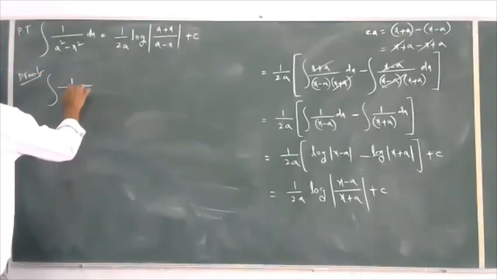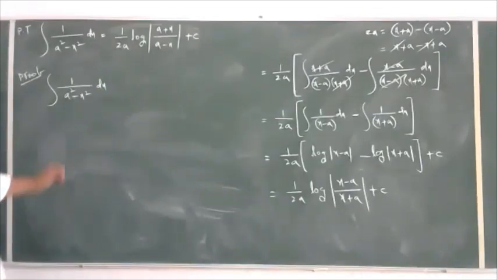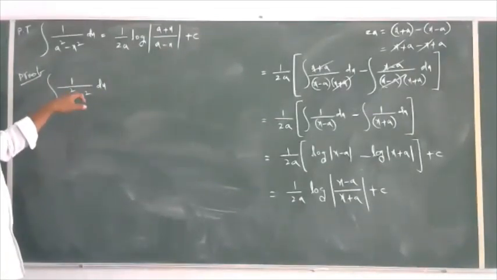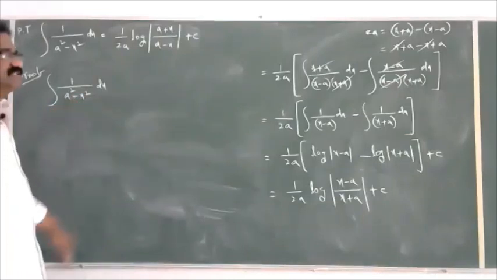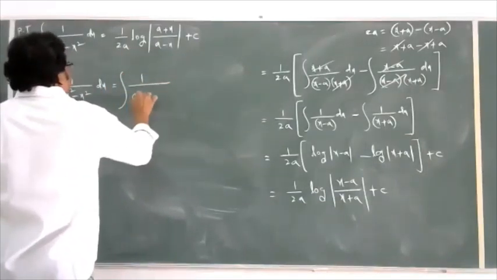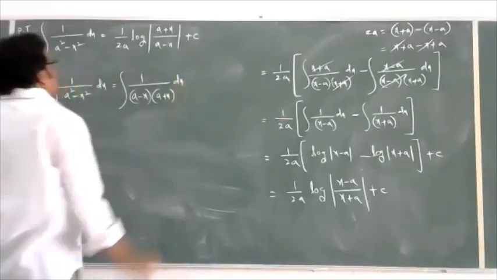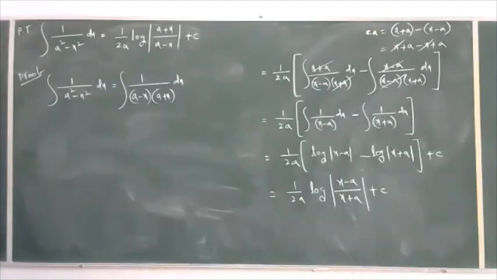Integral 1 by a square minus x square dx. So here also this is a square minus b square, and a square minus b square is a minus b into a plus b. That is integral 1 by a minus x into a plus x dx.